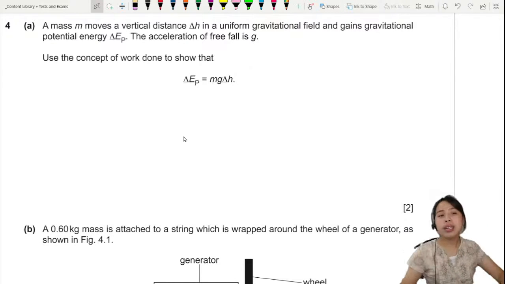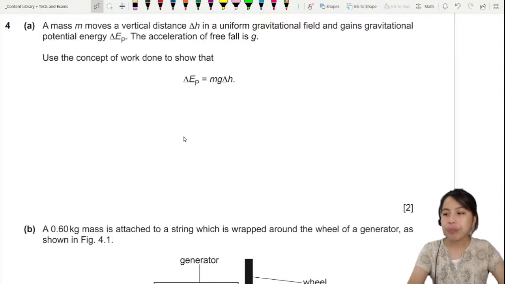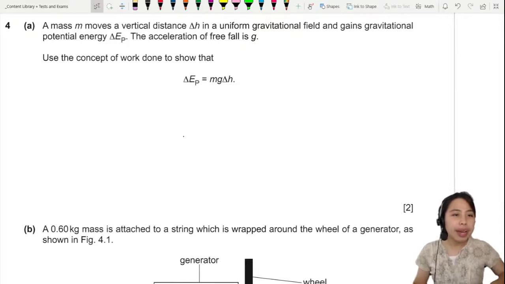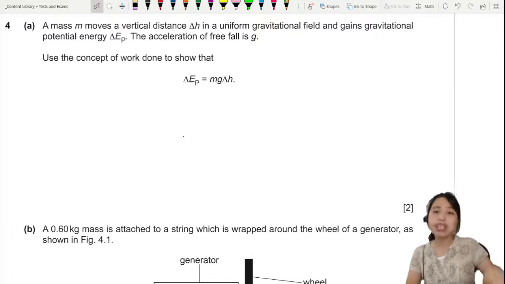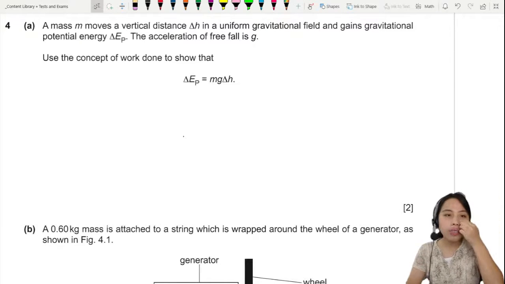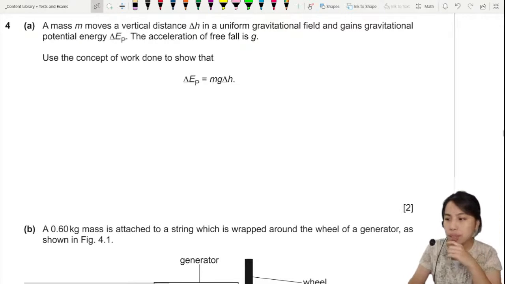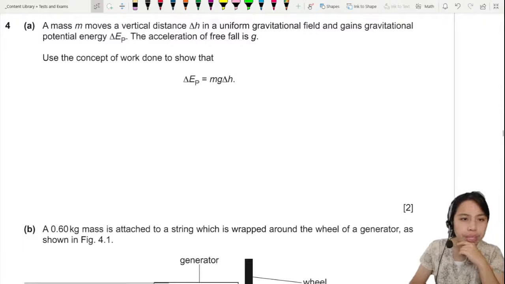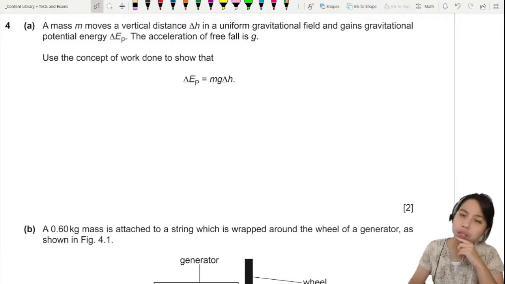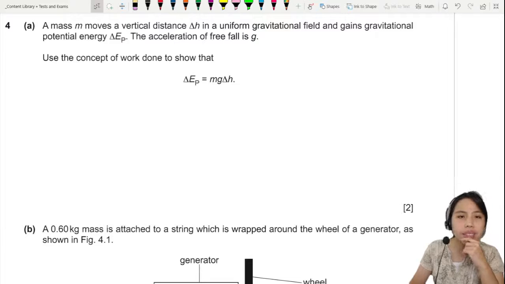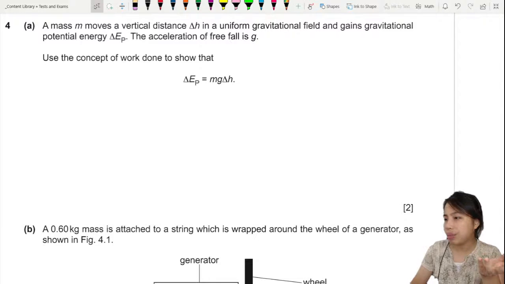Okay. Let's do this energy. A mass M moves a vertical distance delta H in a uniform gravitational field and gains gravitational potential energy. The acceleration of free fall is G. Use a concept of work done to show that you have this equation, mgh.